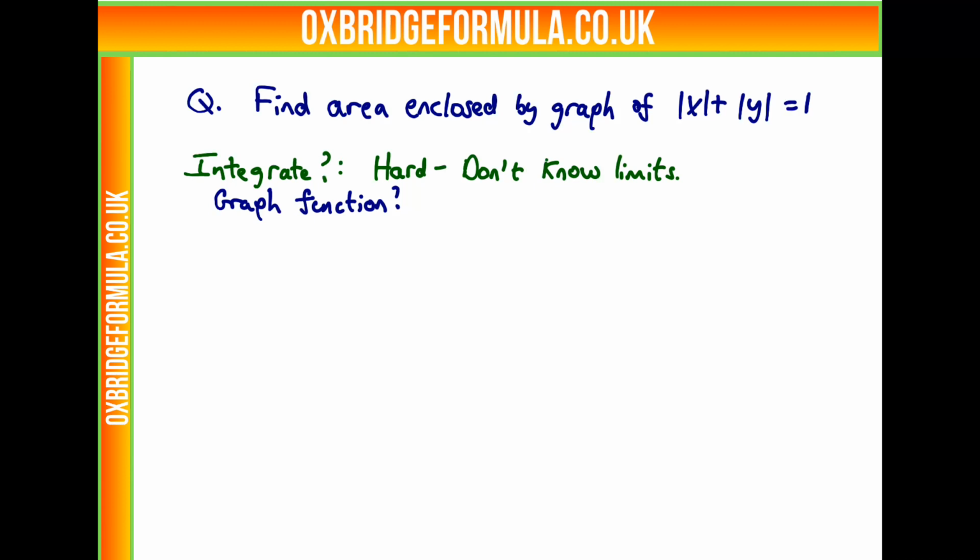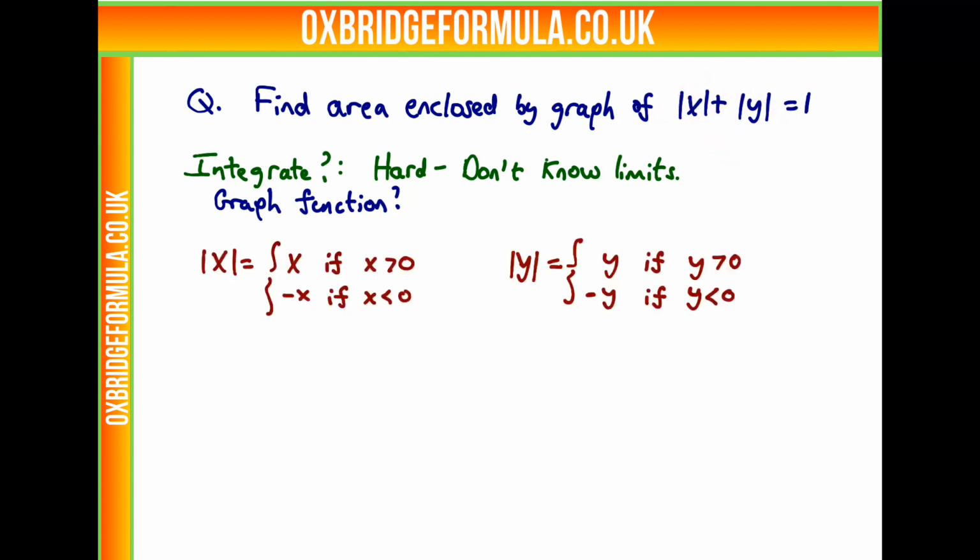Okay, so let's do that. So how would this graph look? So what does mod x mean? Mod x is precisely x if x is bigger than 0, and minus x if x is less than 0. And mod y is defined similarly. So what can mod x plus mod y be?